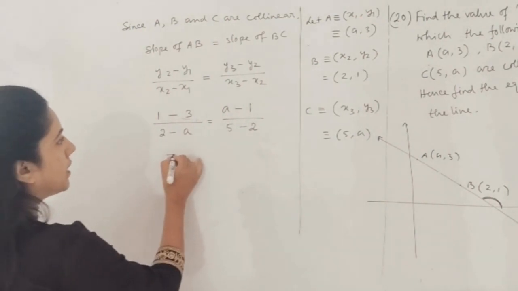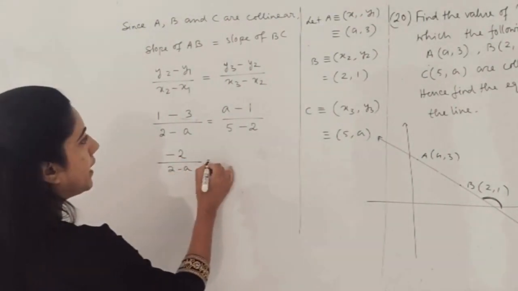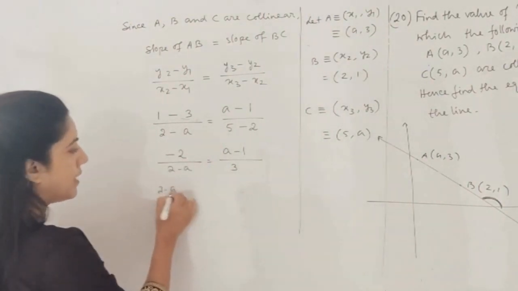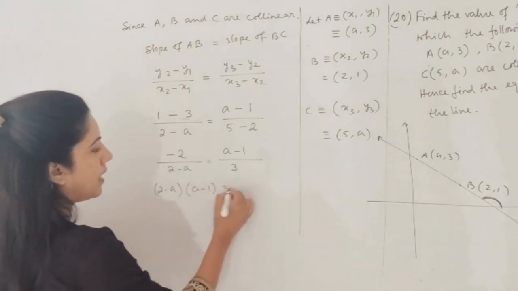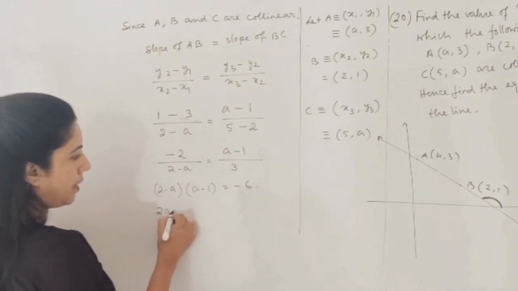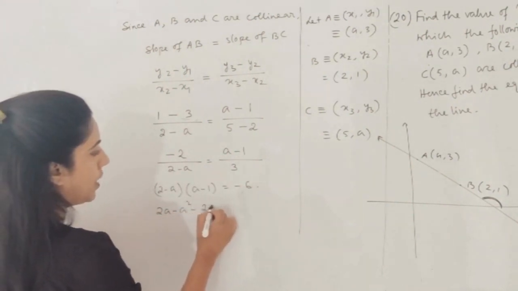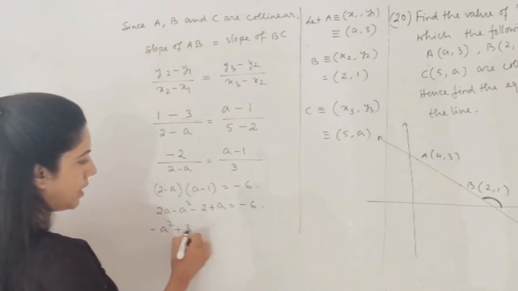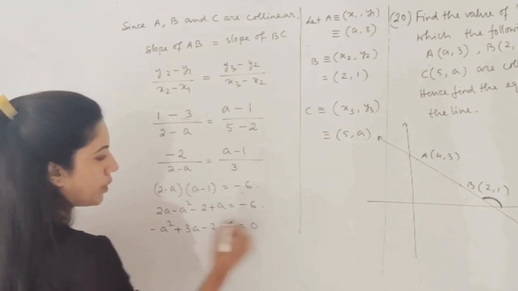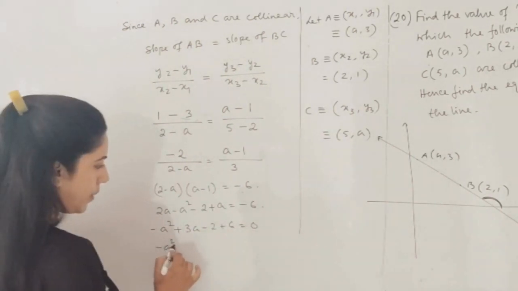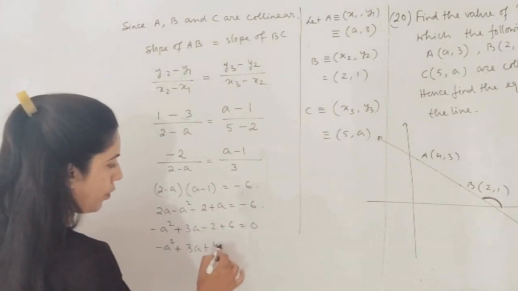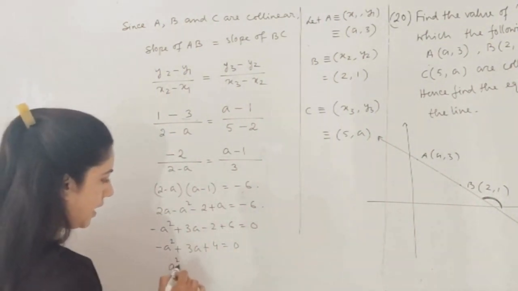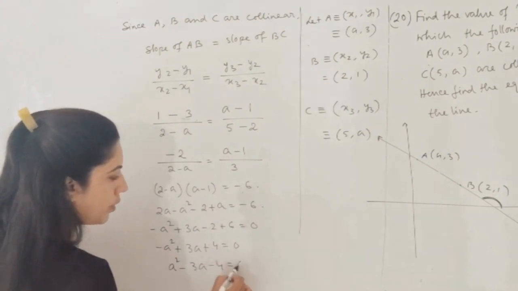Now let us calculate this. Minus 2 upon 2 minus a equals a minus 1 upon 3. Cross multiply, 2 minus a into a minus 1 is minus 6. So it's 2a minus a square minus 2 plus a is equal to minus 6. So it's minus a square plus 3a minus 2 plus 6 equal to 0. So I'm getting minus a square plus 3a plus 4 equal to 0. Let us take minus common. A square minus 3a minus 4 equal to 0.